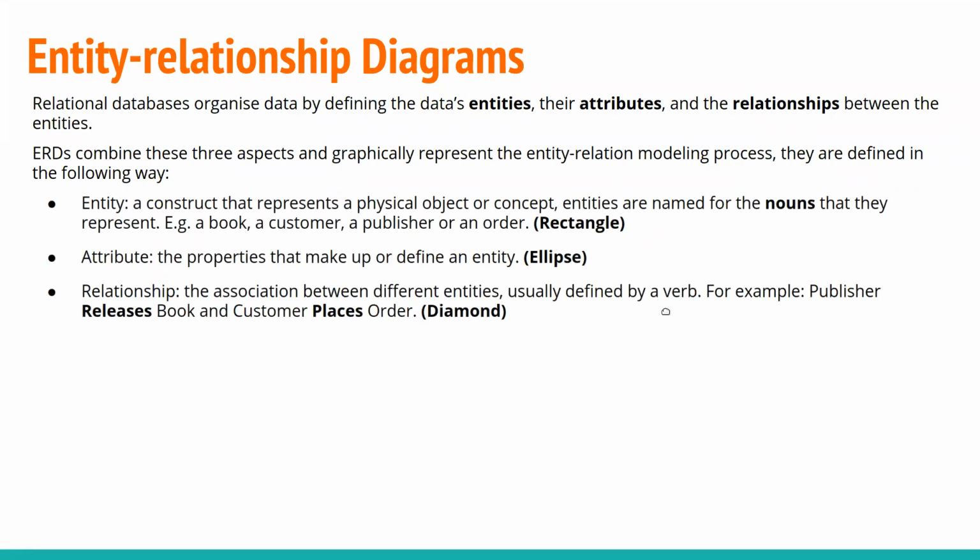So cool, let's discuss what each of these 3 things are, because we've kind of just glossed over them now. So relational databases are made up of these 3 different important concepts: entities, attributes, and relationships. And ERDs also display that because they're how we model relational databases. Okay, so what is an entity? An entity is a construct that represents a physical object or concept. Entities are named for the nouns that they represent. So, for example, a book, a customer, a publisher, an order.